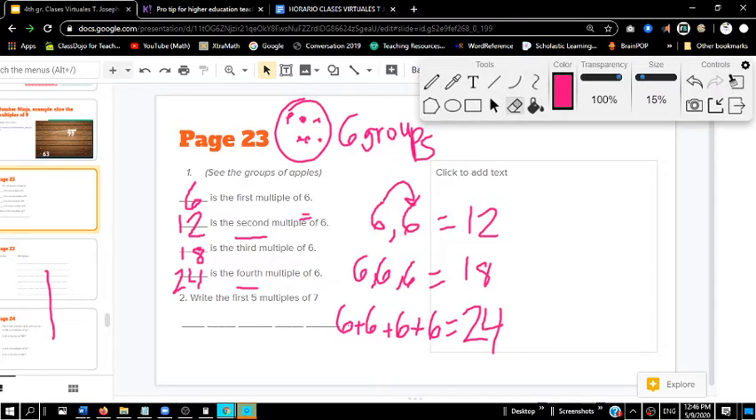So let's just count by 7. 7 plus 7 plus 7 plus 7 plus 7. You can just continue counting. Okay.